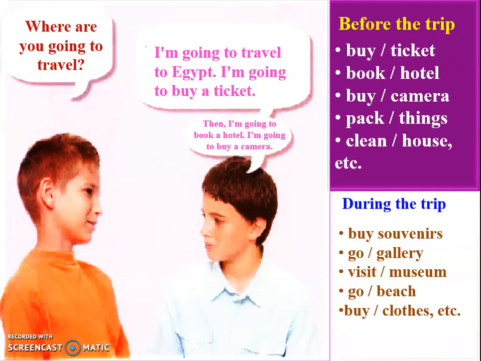Where are you going to travel? This is the second example. I am going to travel to Egypt. I am going to buy a ticket. Then I am going to book a hotel. I am going to buy a camera. So here, in all these actions, we use be going to plus verb. I'm going to travel to Egypt. I'm going to buy a ticket. I am going to book a hotel, and I am going to buy a camera. These are all plans that this boy is going to do in the future.